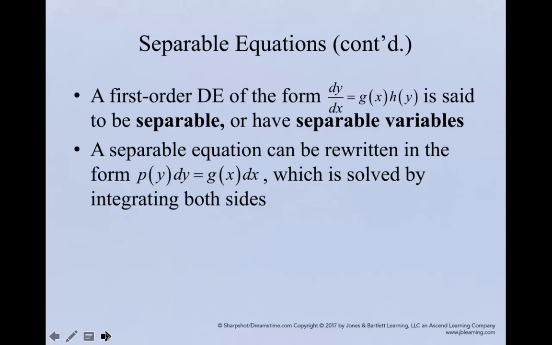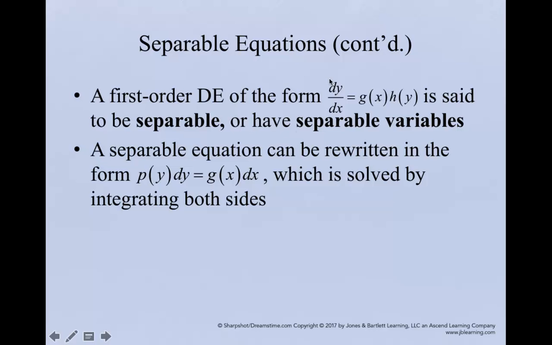Continuing on to define what is a separable equation. A first-order differential equation that's given in this form, dy/dx is some function of x only multiplied by some function of y only, is said to be separable or have separable variables. And we can rewrite that in the following way.